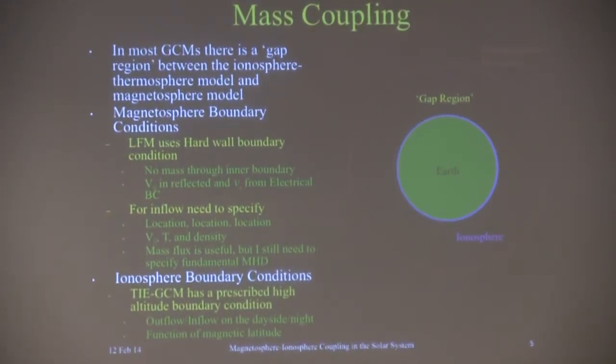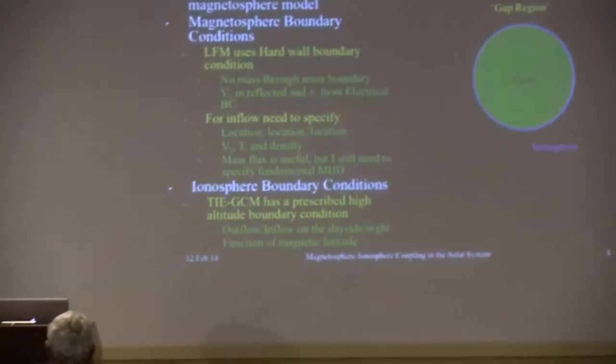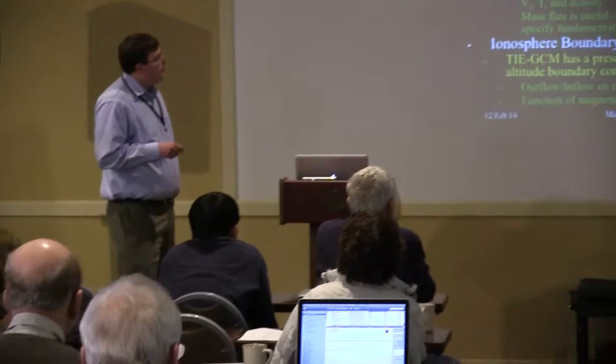So in the case of the CMIT model, which is the marriage between the LFM magnetosphere model and the TIE-GCM ionosphere thermosphere model, the top of the TIE-GCM is a pressure level, but it typically varies between 500 and 800 kilometers. Whereas the inner boundary of the LFM is at 2 RE geocentric, so 6,300 kilometers altitude. So there's this giant gap that nothing can flow through. But of course, there is mass flowing through this region.